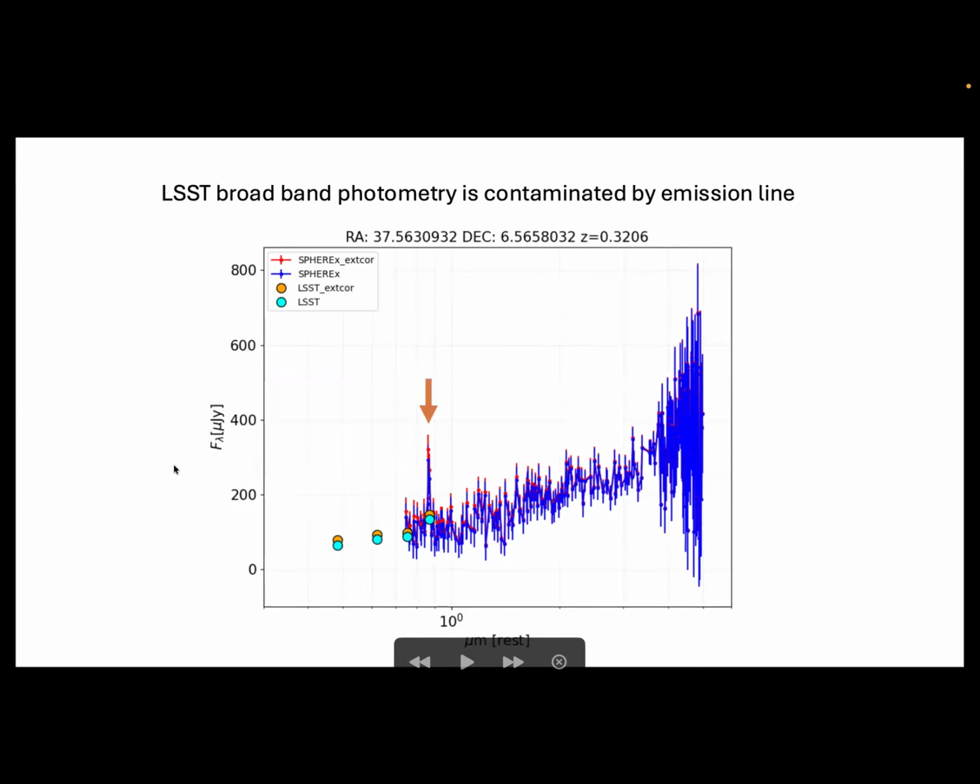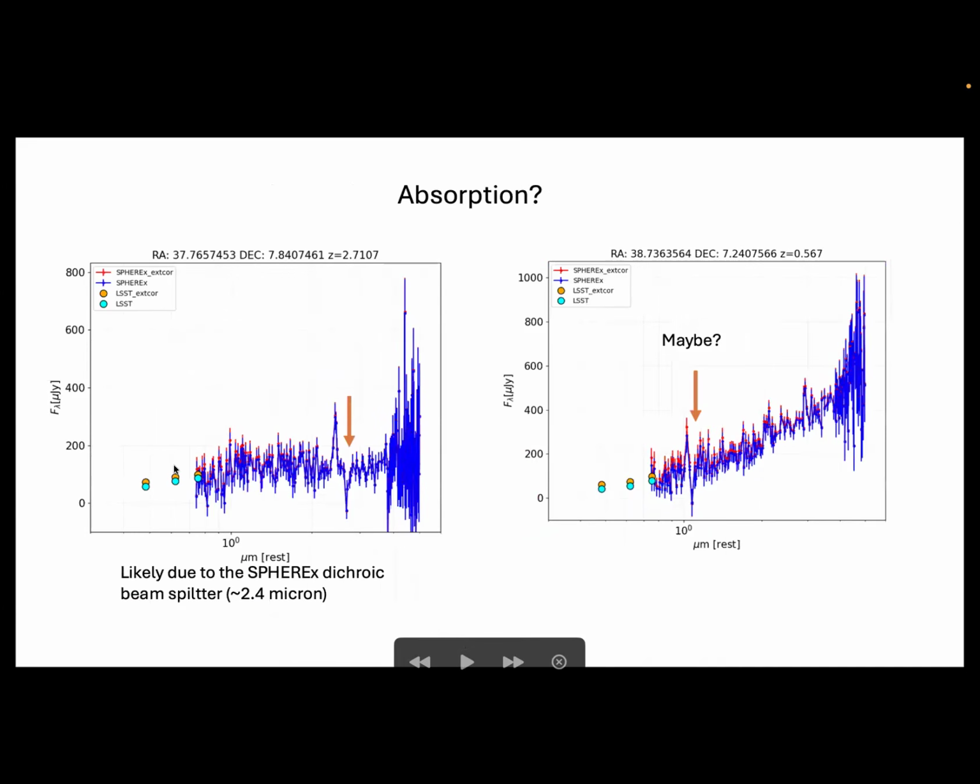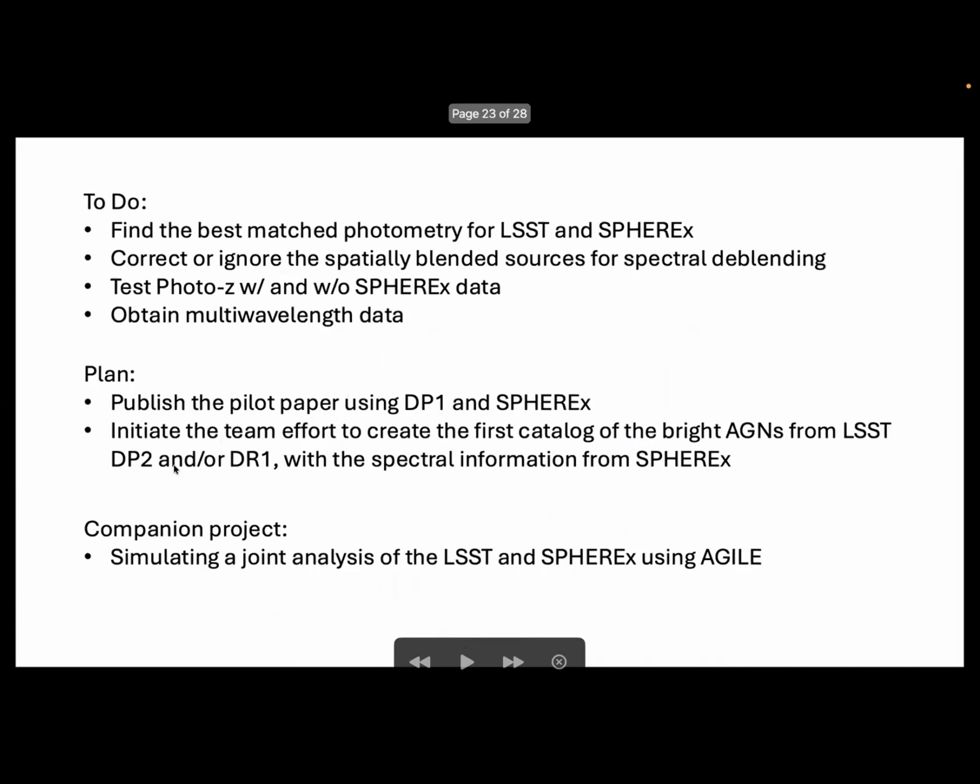So this is again one example. The LSST broadband photometry is aligned with the H-alpha emission line, so the broadband photometry might be contaminated in certain cases. And there is a bit of an absorption, I don't know, but SPHEREx has this beam splitter, so around 2.4 microns there are pixels we cannot really use. Although I flag those pixels, I still see issues in some cases like this spectrum.